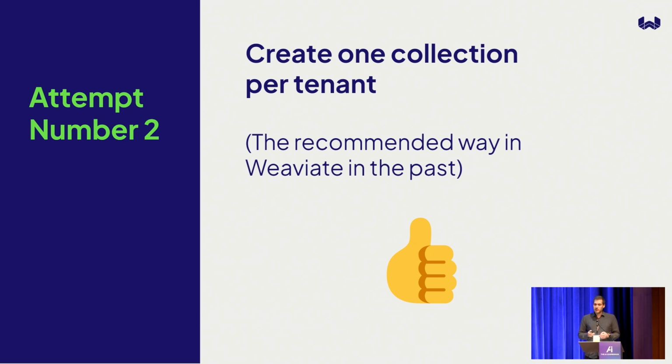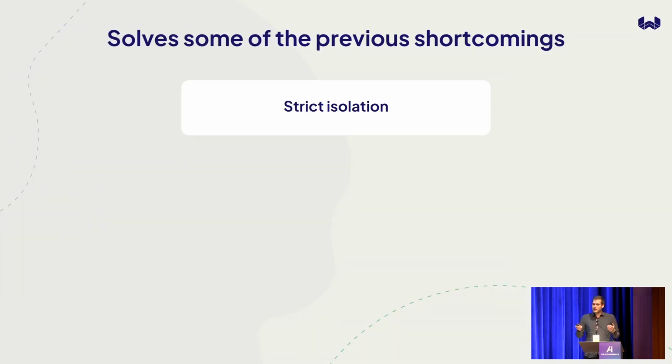The second workaround would be to create one collection per tenant. This was actually the recommended way in Weaviate before we had a multi-tenancy solution. And this is because it does overcome some of those shortcomings. For example, you do have strict isolation, because if you have one collection per tenant, that means every tenant is its own thing, which is good. So you have the isolation.